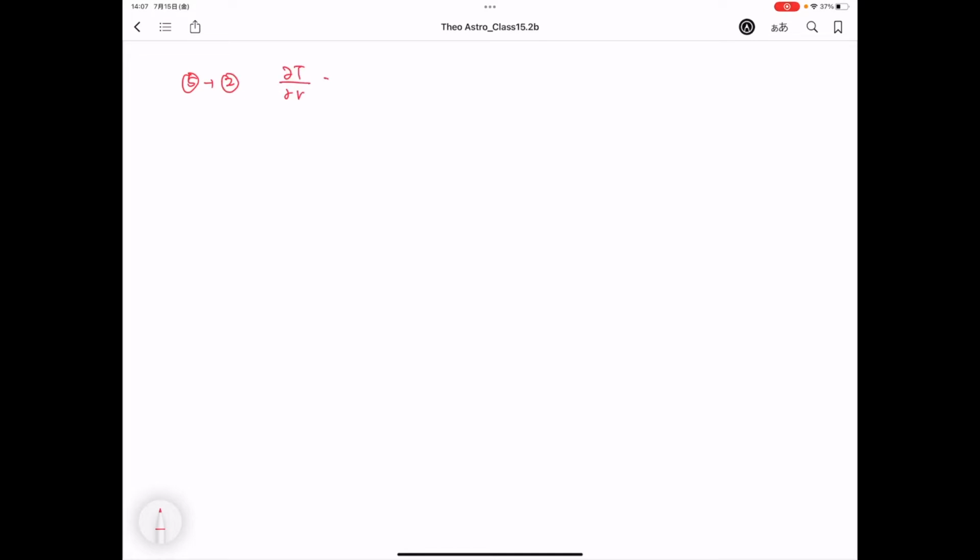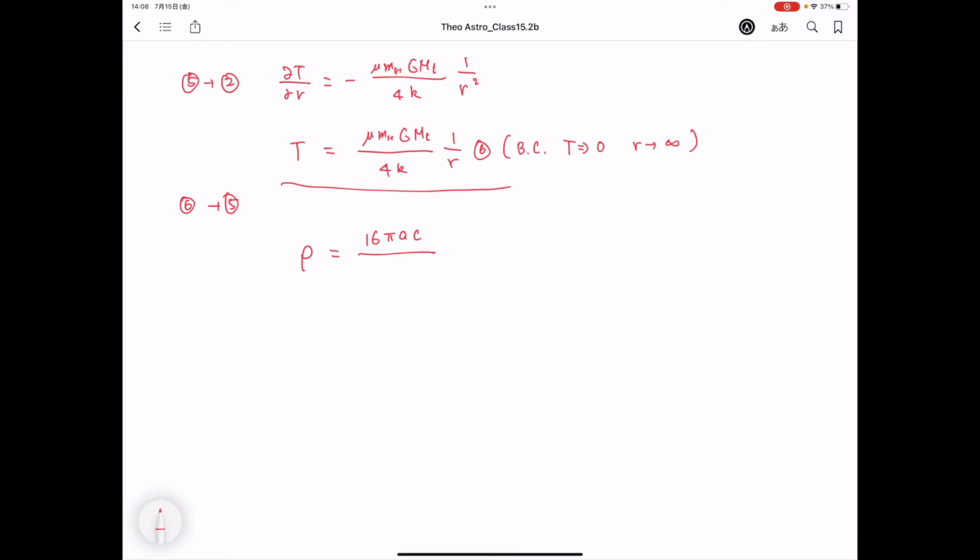∂T/∂r becomes minus mu m_H G M_T over 4k, over r squared. Then we can integrate this equation. T equals mu m_H G M_T over 4k, 1 over r. We use the boundary conditions: T goes to 0 as r moves to infinity. This is equation number 6. By substituting equation 6 into equation 5, you can find the density distribution: rho equals 16 pi ac over 3 kappa L, times mu m_H G M_T over 4k cubed, times 1 over r cubed. This is the density distribution.